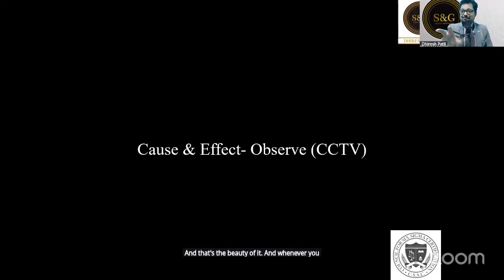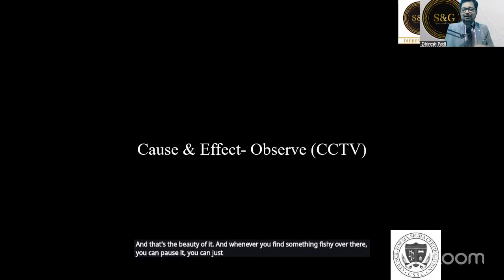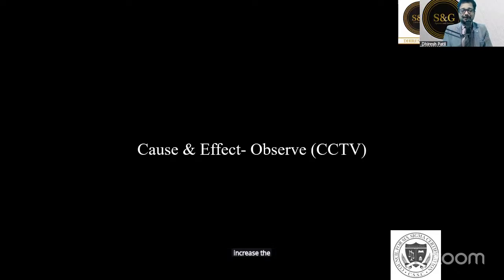Whenever you find something fishy over there, you can pause it. You can slow down the speed of the recording, observe very closely, zoom in, make it clearer, make it nearer, and then make your observation. And that too without letting them know. Nowadays, CCTV cameras are everywhere. So that is the best way you can identify if the Gemba walk is going to influence the behavior of the people, or find the loopholes, right? So use the CCTV strategy.